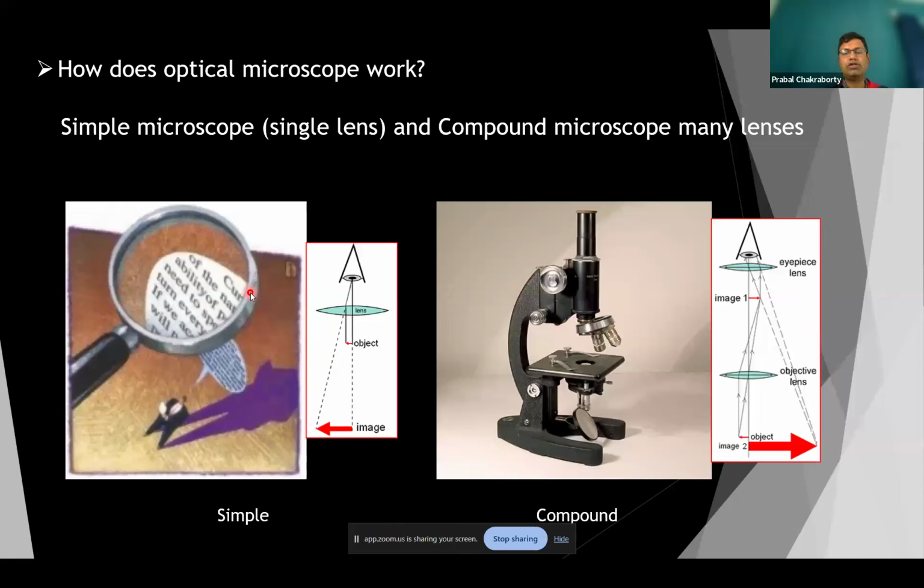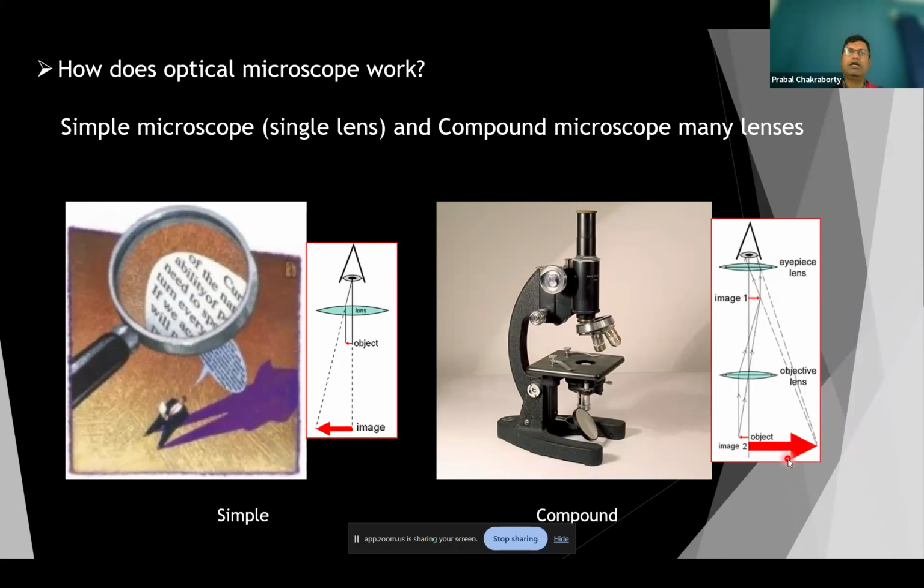One is the eyepiece tube, another is the objective lens. When they come together, then only it magnifies the image even more. And you can see this is the object, and with the eyepiece we have the first image formation here, and after that with the objective lens, finally we got this magnified image, which is the lower red arrow.